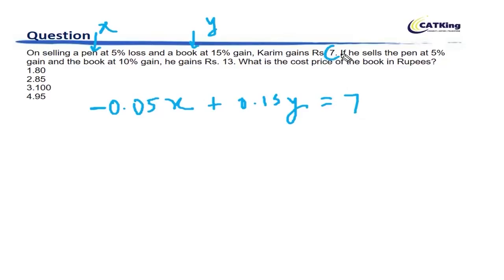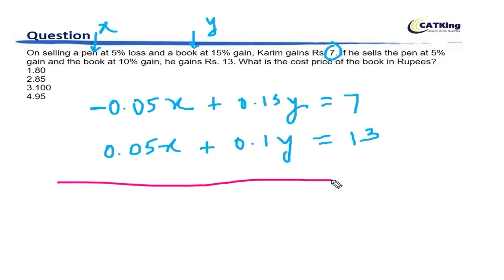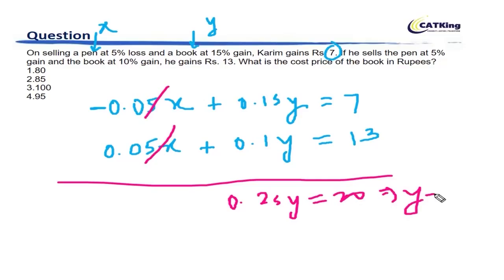That's given here. If he sells the pen at 5% gain, so 0.05x, and the book at 10% gain, 0.1y, in this case the gain is 13. Now we have to find out x and y. Two equations, two variables, just sum it up. If you sum it up, this gets cancelled. This becomes 0.25y is equal to 20. So y is equal to 80.